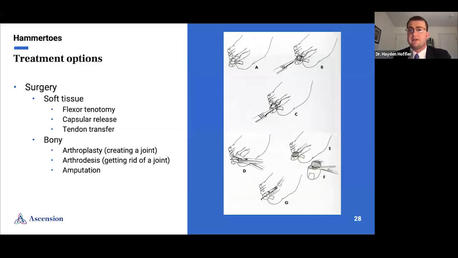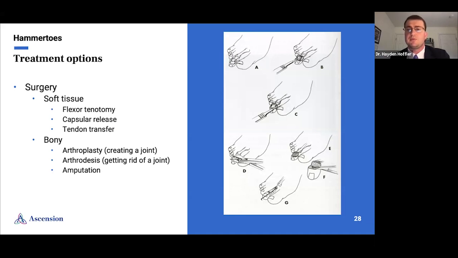All right, so now diving into the surgical procedures for hammer toes. So similar to bunions, there's a wide variety. For hammer toes, luckily there's a stepwise process that I take for this, and it's divided both into soft tissue and bony procedures, as you can see on the left side. So soft tissue, there's multiple different options.